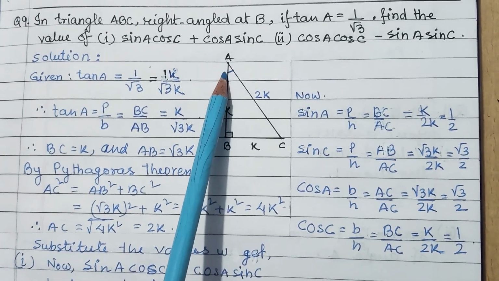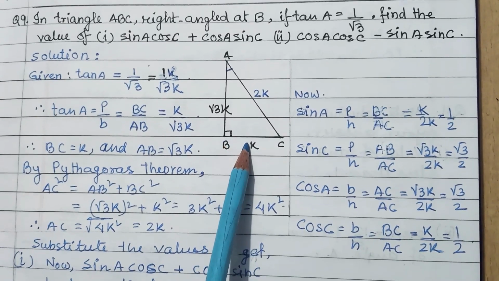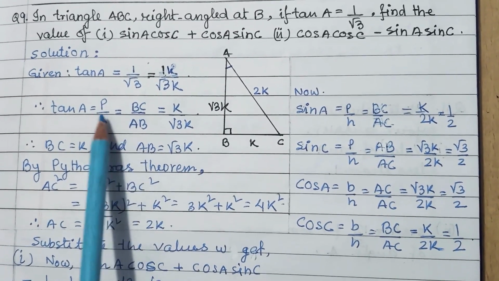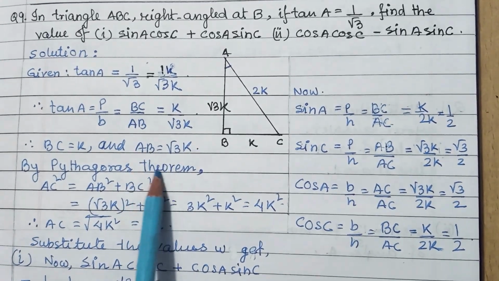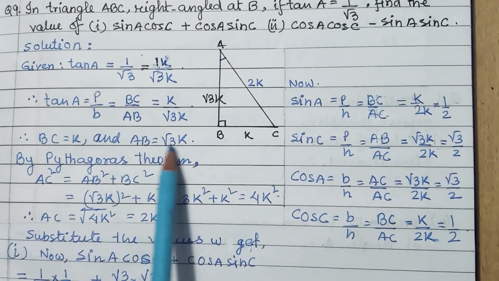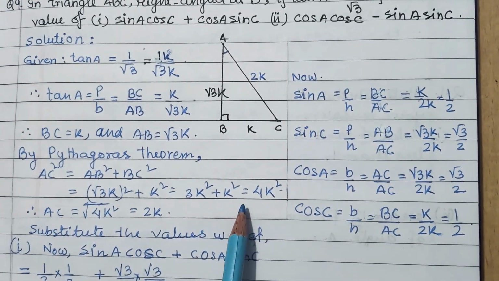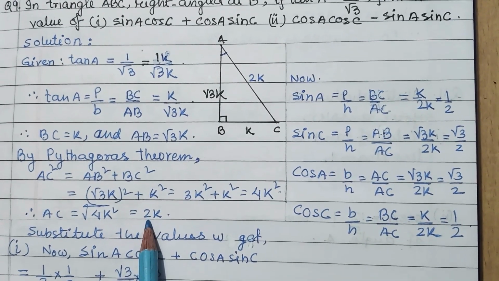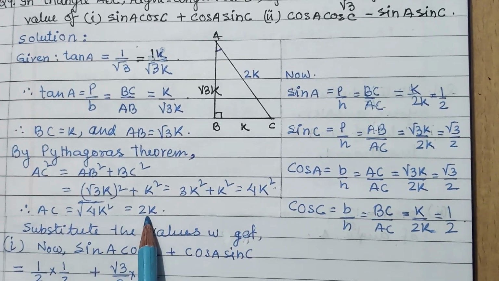Angle A, this one, the opposite side is perpendicular. So the perpendicular is K, and the base is this one, root 3K. So BC is equal to K and AB is equal to root 3K. Substitute this value in Pythagoras theorem. AC square is equal to 4K square, so AC is equal to 2K.